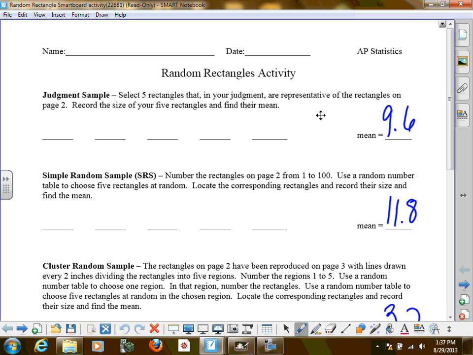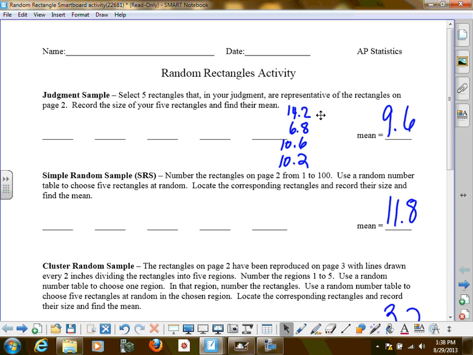I'm going to start with Sophia. What did you get here? 14.2. And then Bethany? 6.8. TJ? 10.6. And Ben? 10.2. Okay. There are no wrong answers on this page. You're going to give me what you came up with, and we're just going to look at it and find some interesting things about it.